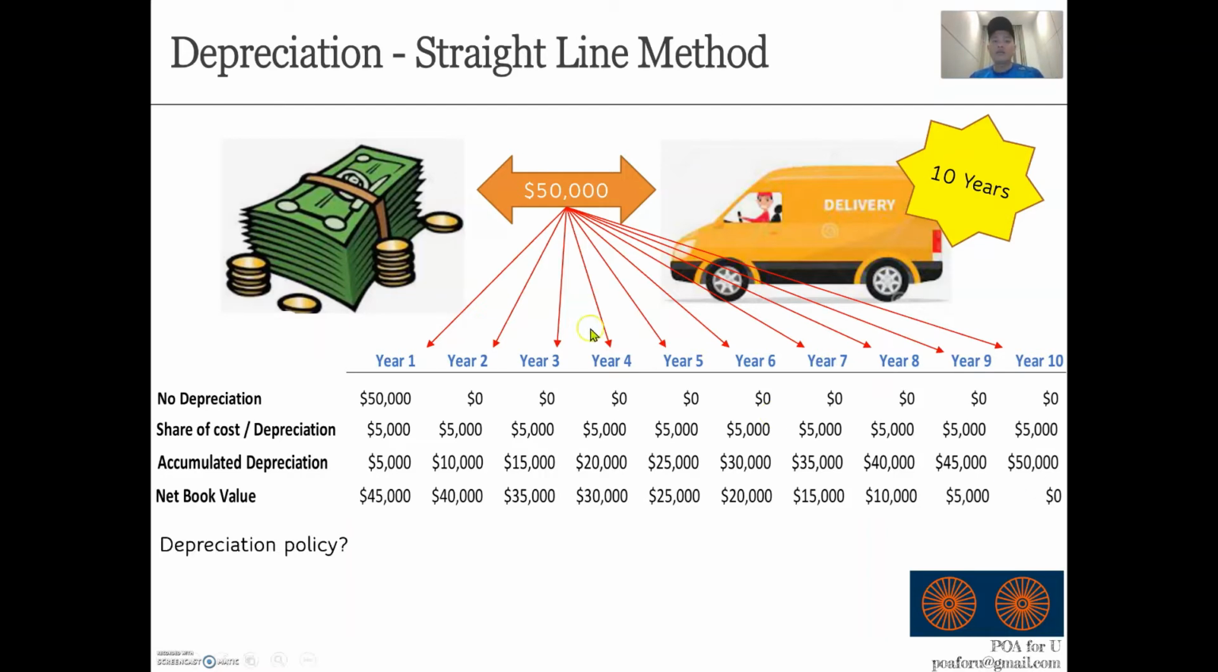Now, in this example here, could you tell me what the depreciation policy is? Think about it. Pause the video if you need to. I'm going to share with you the answer now. 10% per annum using straight line method. And that's the kind of thing that your examiners would sometimes ask you, to calculate the depreciation based on 10% per annum using straight line method.